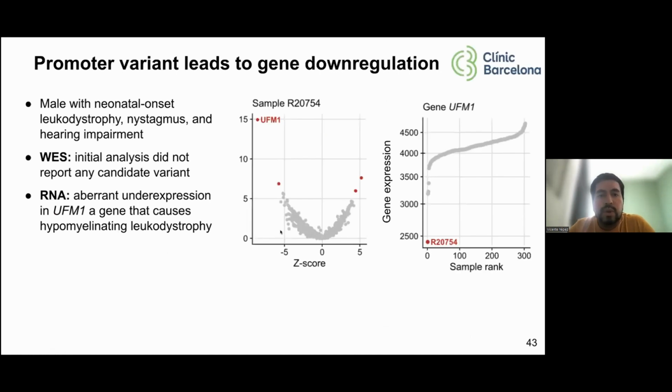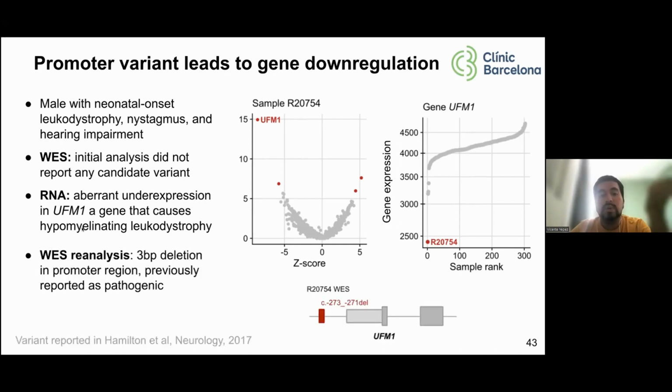The second case I wanted to show was another variant in the promoter. This was a patient already with neonatal leukodystrophy, and whole exome sequencing did not report any candidate variant for this sample. RNA then revealed only 2 genes that are aberrantly underexpressed, and the highest one is UFM1. UFM1 is a well-characterized gene that is known to cause exactly the disease that the patient had.